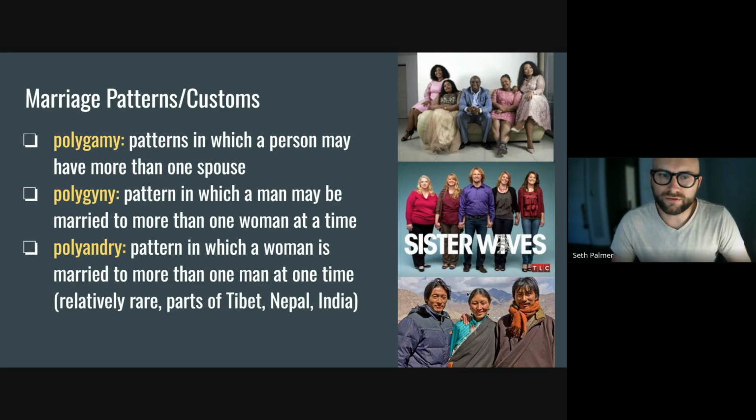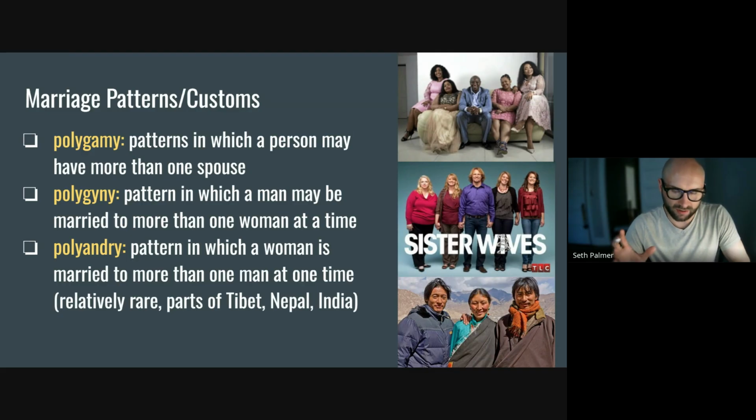And then we also have polyandry, which is less common. This is a pattern in which a woman is married to more than one man at a given time. Again, this is far less common than polygyny, and we tend to find it in, for example, Tibet, Nepal, and India. Note that polygyny and polyandry are heteronormative.